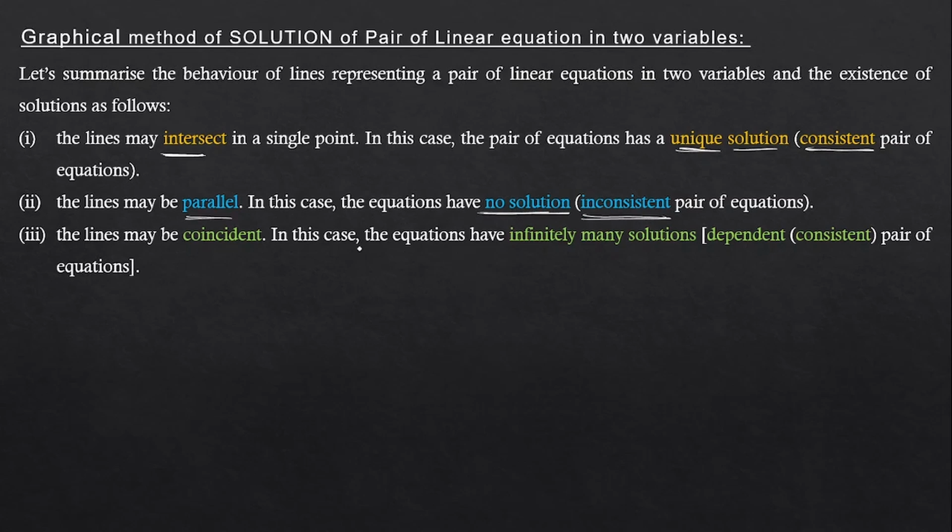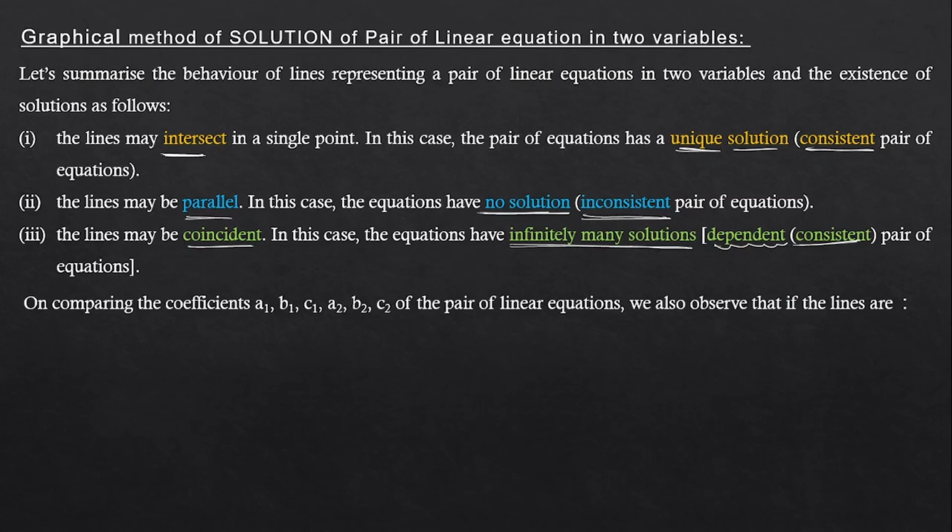The third scenario was when the lines were coincident, overlapping, lying on top of each other. In such a case, all the points are common between the two lines. Therefore, how many solutions can coincident lines have? They can have infinite solutions. And therefore, it is a consistent but dependent pair of equations. We just have to remember the colored words, and that is going to help us in the next set of questions.